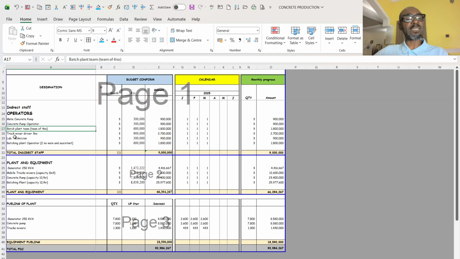I have the batching plant team, which is a team of 4 persons that will help the batching plant operator in his activities within the batching plant. Then I have truck mixer operator, for which I had made provision for 3 trucks that will convey the concrete from the batching plant to the site. If the site is far; if it's not, you are not using a crane.